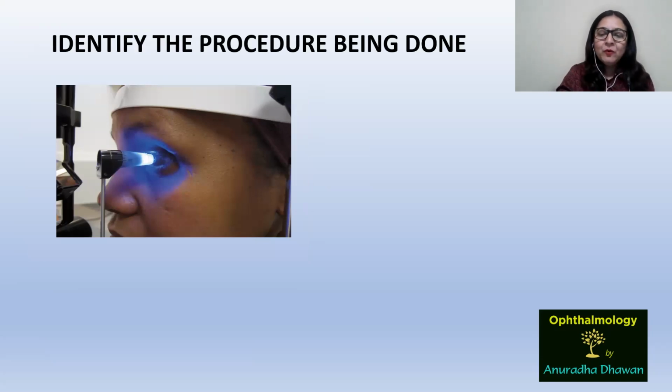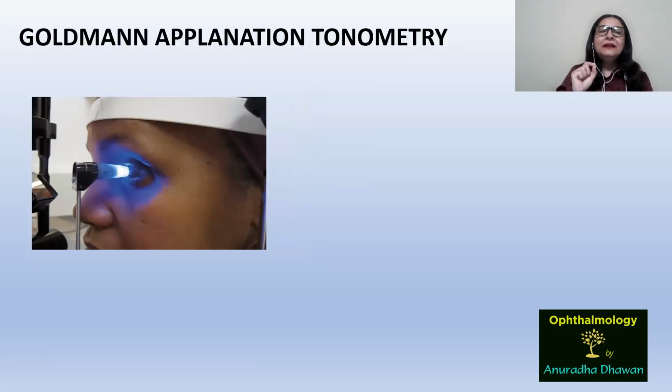So when this is the type of image which you see, please mark it as Goldmann applanation tonometry. The procedure which is being done over here is your Goldmann applanation tonometry. Tonometry means measurement of intraocular pressure. And this small instrument which you are seeing over here, which is touching the eyeball of the patient, is your Goldmann applanation tonometer. Okay, so through this, we notice what kind of mires are being formed on the surface of the cornea. And this examination is done under cobalt blue filter light, as you are seeing.